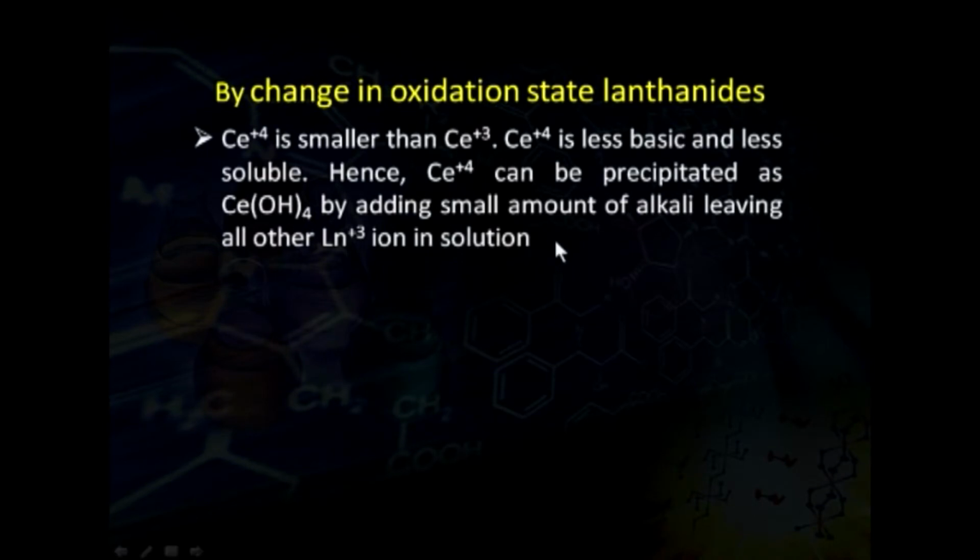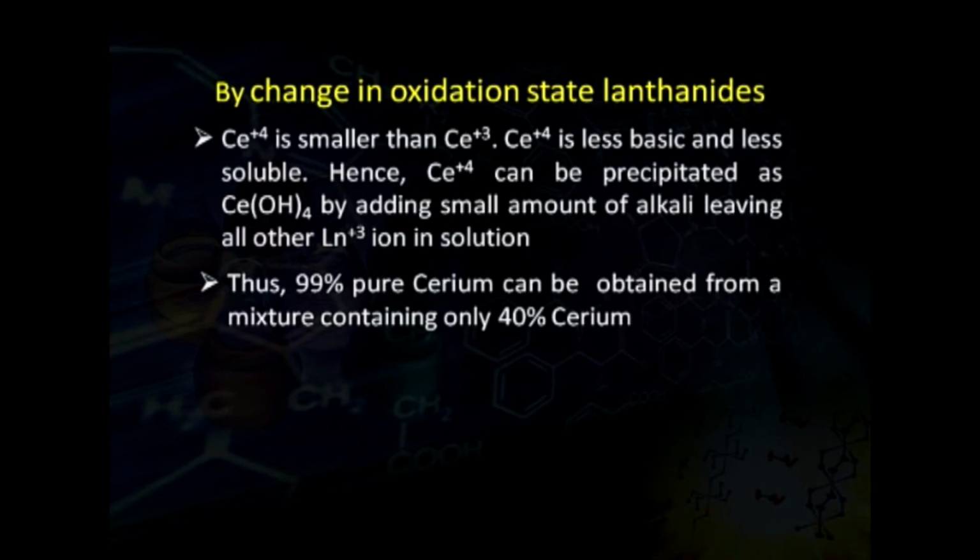Hence, cerium +4 can be precipitated as ceric hydroxide by adding a small amount of alkali, leaving all the other lanthanides in the +3 state in the solution. Thus, 99% pure cerium can be obtained from a mixture containing 40% cerium, which means almost 100% purity of cerium can be obtained.